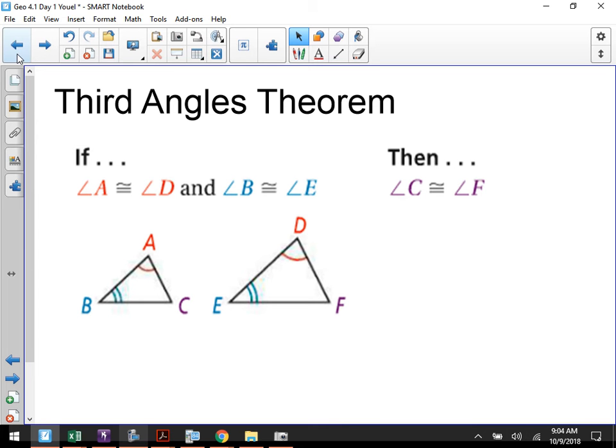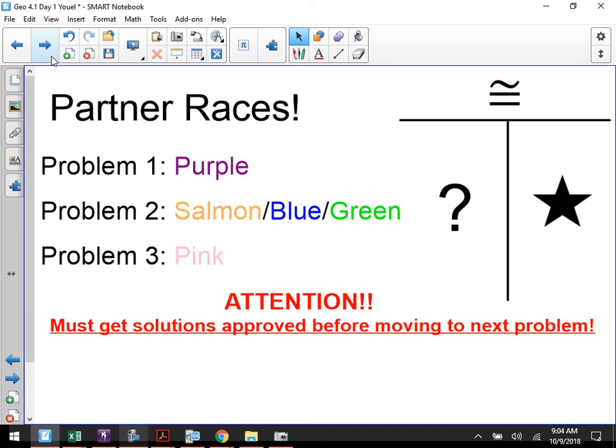Not on your proof sheet, just in your notes. In this activity, you're going to work with the person next to you. I gave you sets of cards. You're going to first work through the purple one, and the problem you're looking at is the first one that I set up for you in the paper plate.